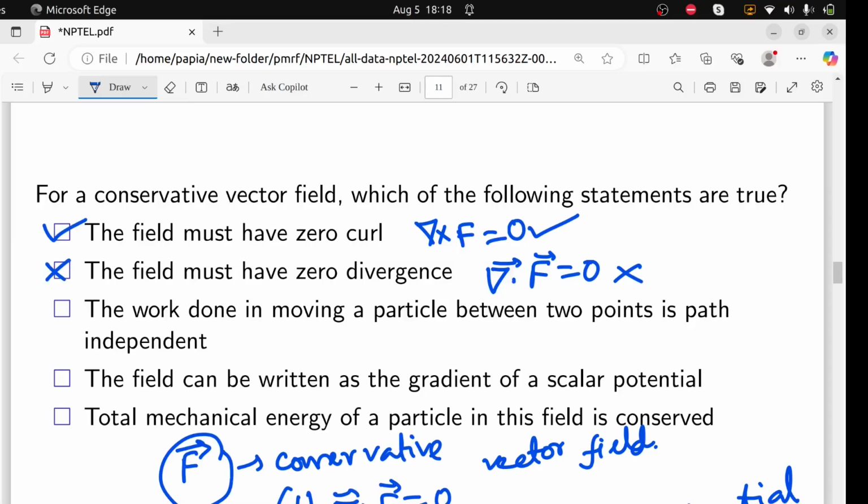The work done in moving a particle between 2 points is positive, independent. So that one I will come to a little bit later. But let me first do the others.